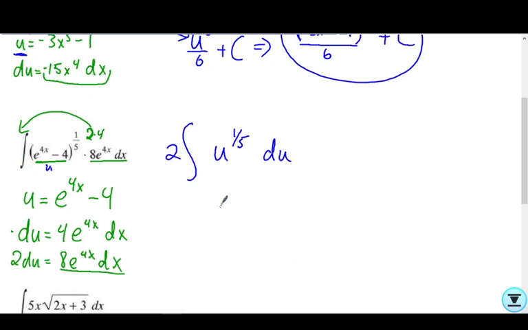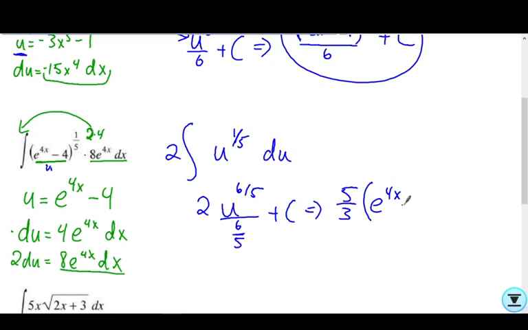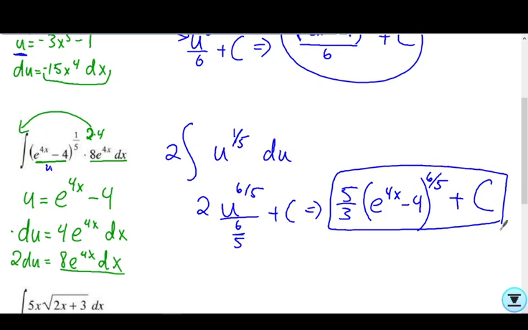And then you take your antiderivative, so add 1 to the power, so 1/5 plus 1, that's 6/5, and there's this 2 out front, divided by 6/5 plus c. And dividing by 6/5 is the same thing as multiplying by 5/6, so that's going to be 5 over 6 times 2, which ends up being 5/3. Plug your u back in, which is e to the 4x minus 4 to the 6/5 power plus c. And that's your antiderivative.